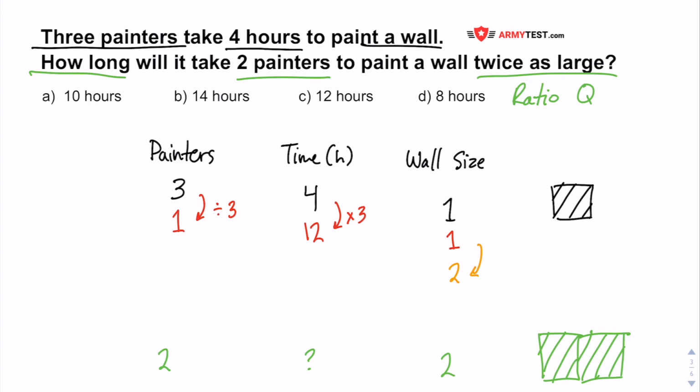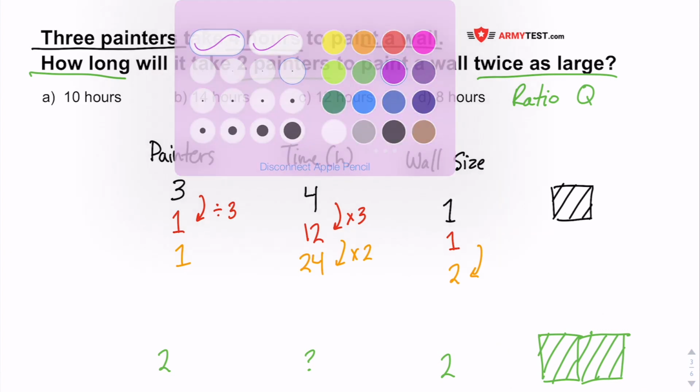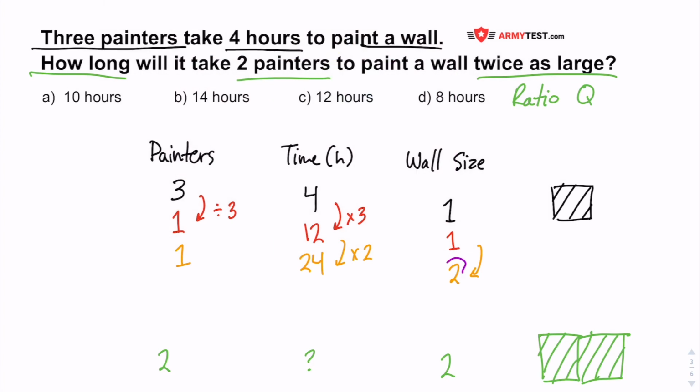And by doing that and keeping only 1 painter on the job, doubling the wall size will double the amount of time it takes him or her. So this is going to be 24 now. It will take 1 painter 24 hours to paint this wall size over here. All right? So what's next? This is now correct. This is not correct, so we need to change this.